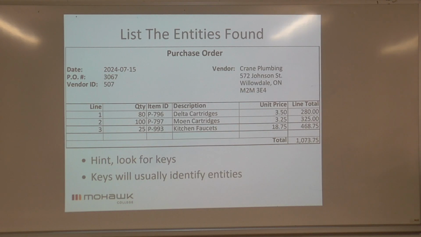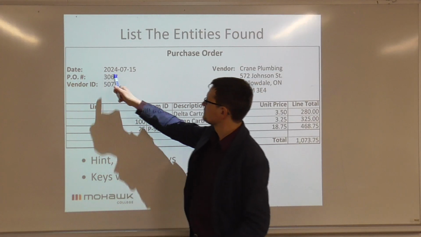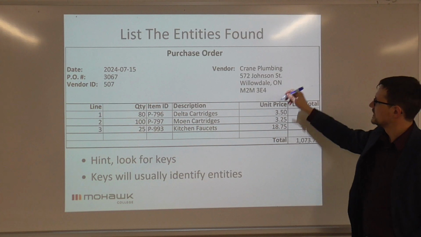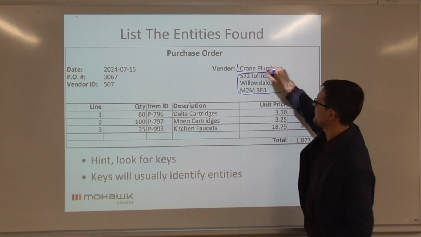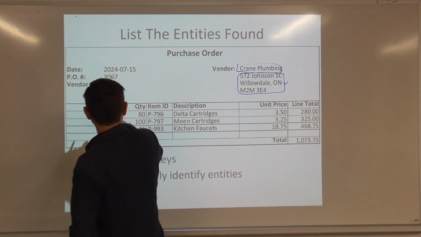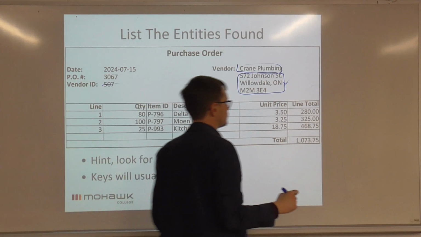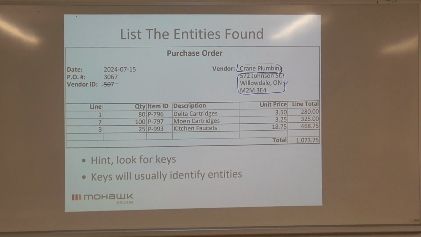Next, postal code, unless that's in the address. Well, the address has a postal code, so let's just say we've done that one. We've done Vendor ID. Date, that's right. So we've got this one, and those ones. What else do we have?